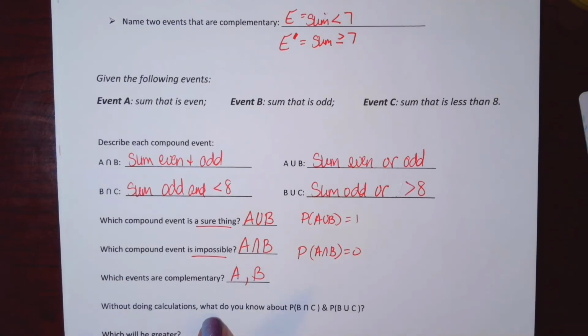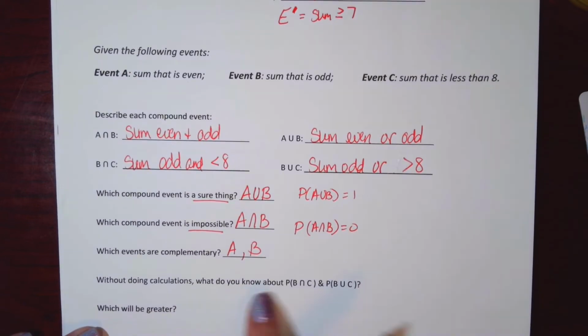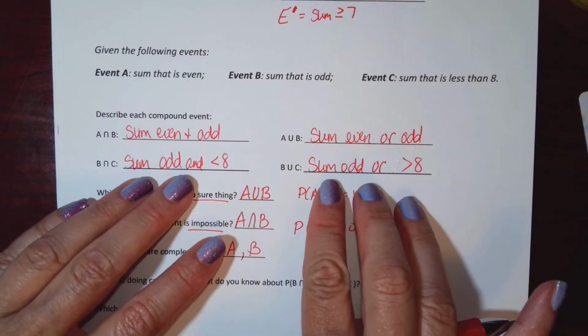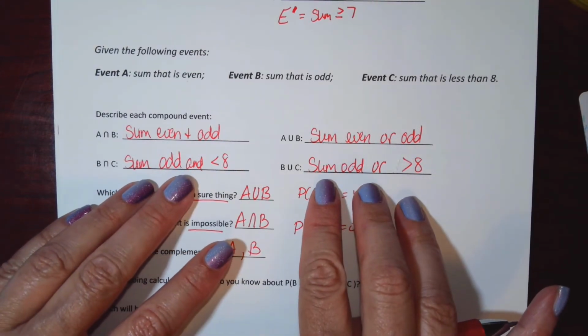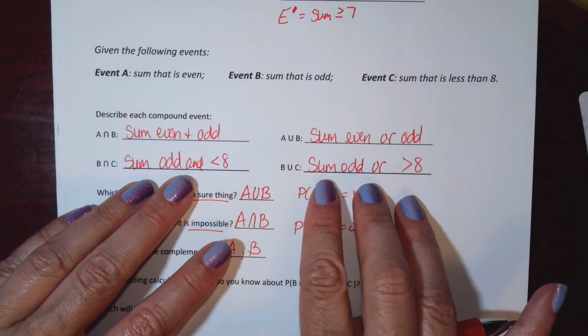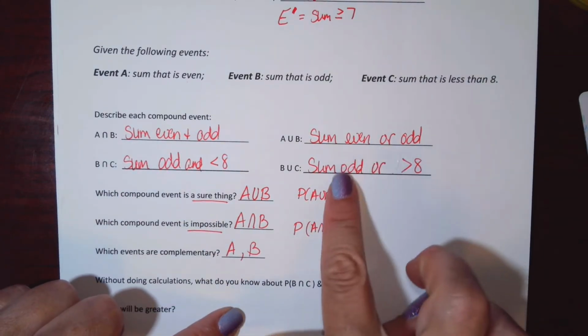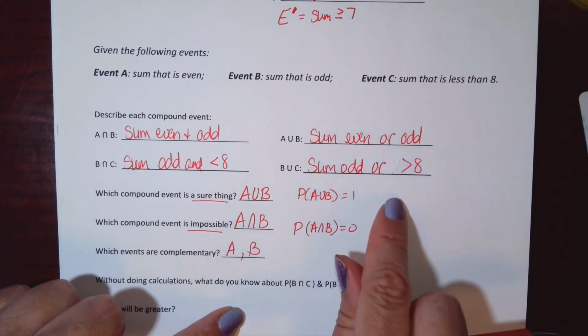Without doing any calculations, what would we know about the probability of B and C, as well as the probability of B or C? Which one of these is going to be larger? Well, or is going to include more opportunities.